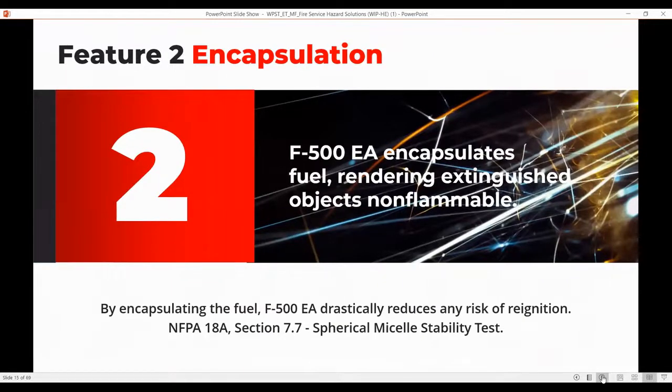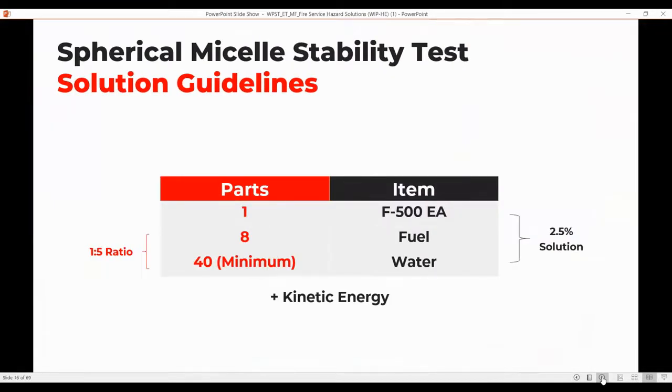Next unique feature is that encapsulation of the fuels. We test that encapsulation through this NFPA 18A Section 7.7 spherical micelle stability test. So what that test entails is we take 1 part F500 to 8 parts fuel and 40 parts water, mix that all together. Then after a minute, you need to be able to pass a torch across the entire surface without having ignition. Then after 2 hours, you need to be able to pass a torch across the surface again, not having ignition.